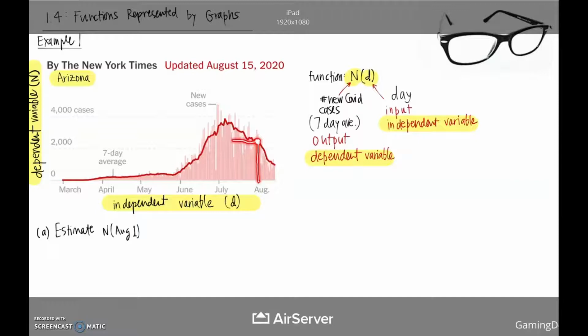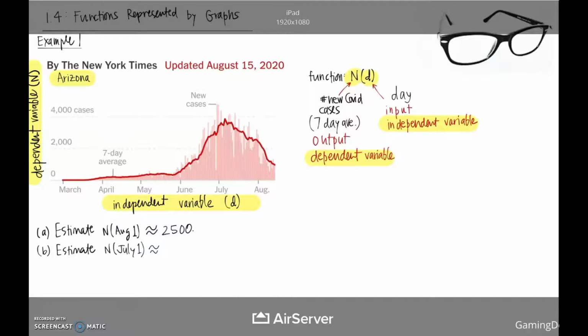So then I see if I can estimate that number, and I would guess it's probably around maybe 2,500. So we say that n of August 1st is 2,500. That's our estimate. And that means that on August 1st, the 7-day average of new cases was 2,500.